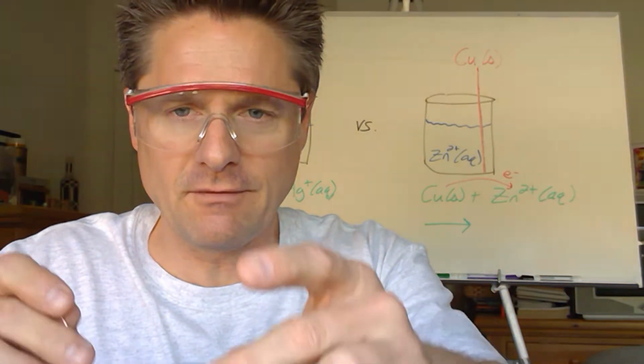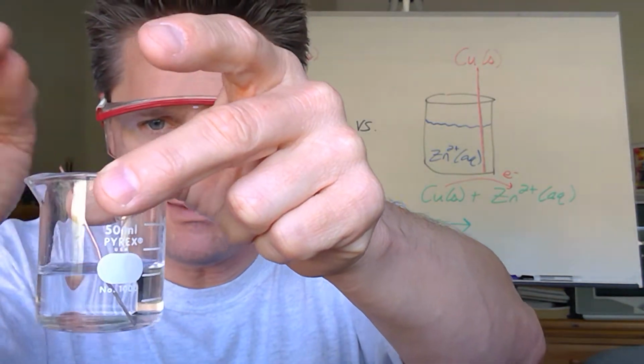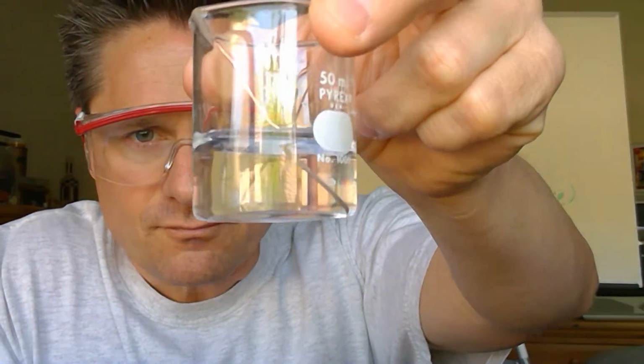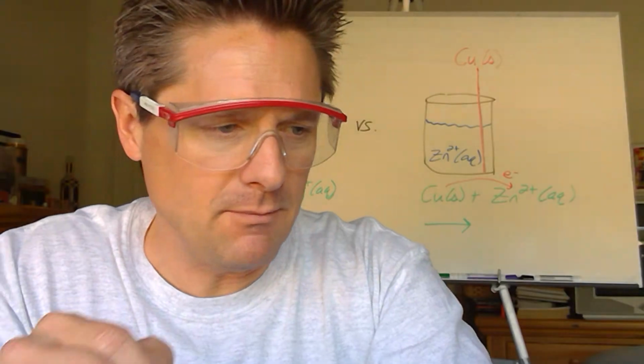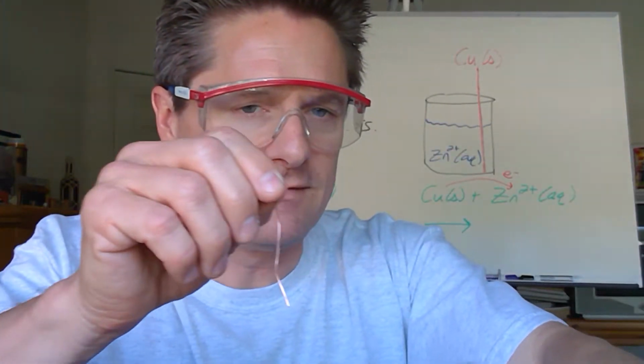So this is the silver nitrate solution. So I'm just going to set that in there. And then we'll take a look at it in a little bit. And I'm going to do the same thing with the zinc solution. I'm going to set the copper wire in there.